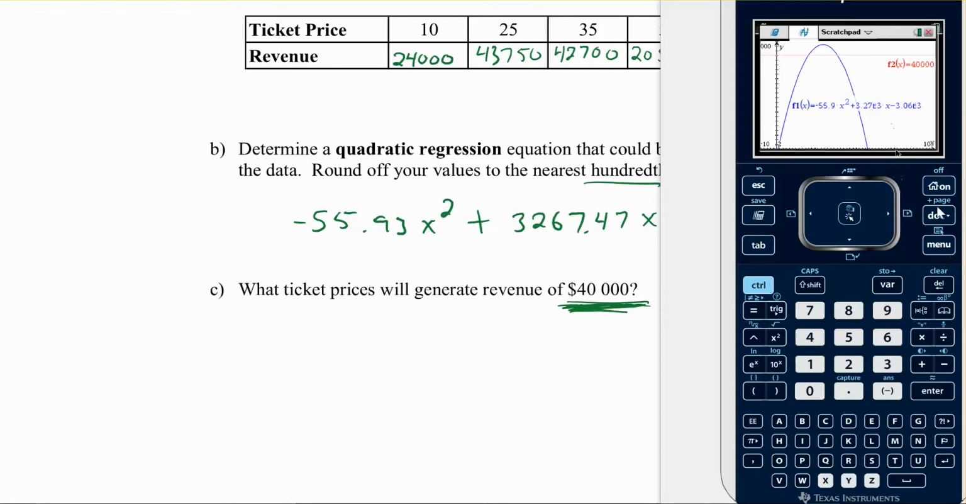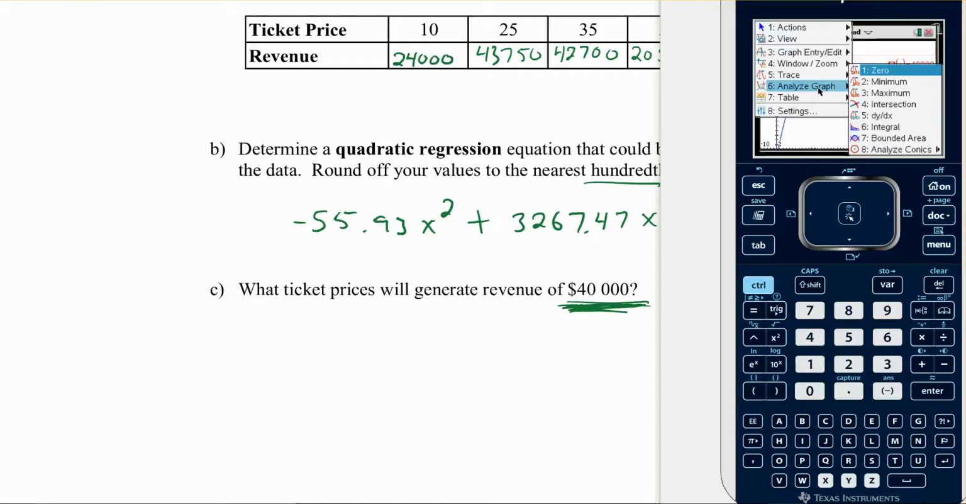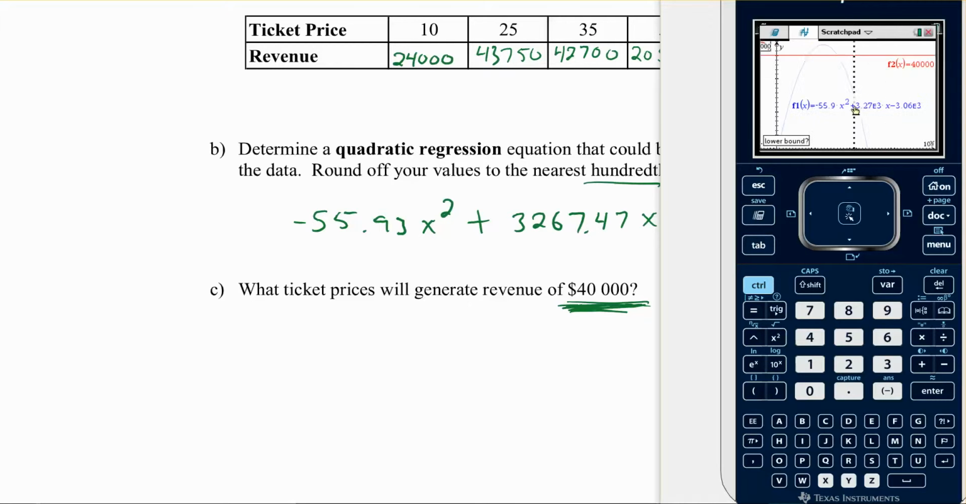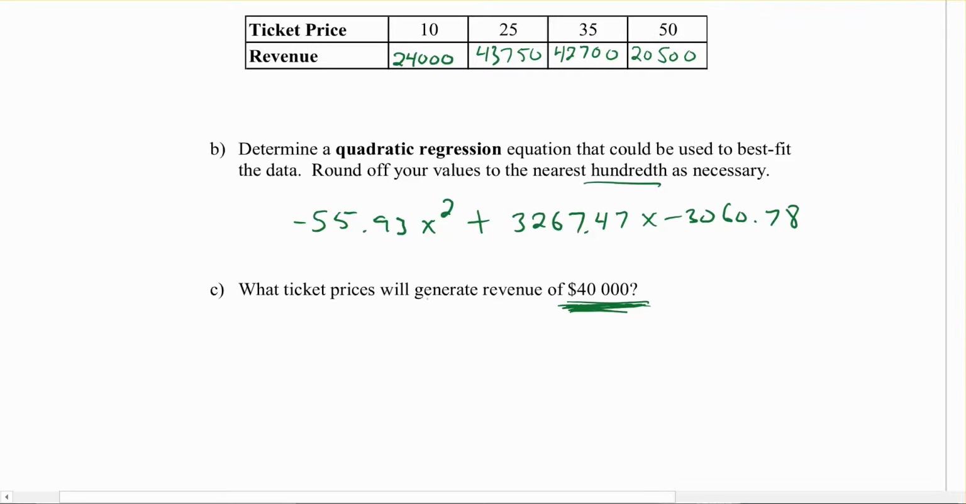So the next step is to go menu, analyze graph. Pretty much everything's under analyze graph. And the next one down is called intersection. I want to figure out where those two lines intersect. So I'm going to go to the left of where they intersect, then to the right, and it tells me they intersect at 20.1. So that's my first point. So what ticket prices will generate a revenue of that? Well, one of them is going to be 20.1, right?